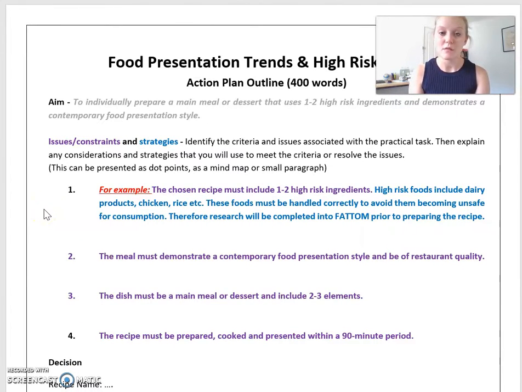400 words may seem like a lot, but it definitely isn't. So you need to make sure that you are writing clearly and concisely and not beating around the bush. Straight away, telling us your decision and why you have chosen it, justifying it, okay? Or listing an issue or a constraint and then describing the strategy that you're going to use to overcome that.